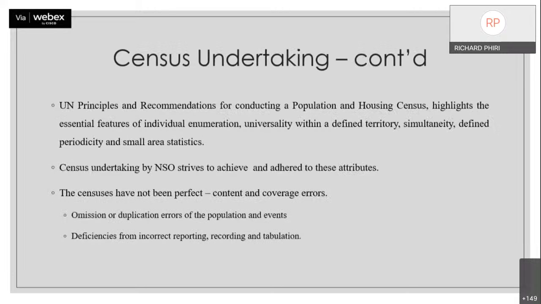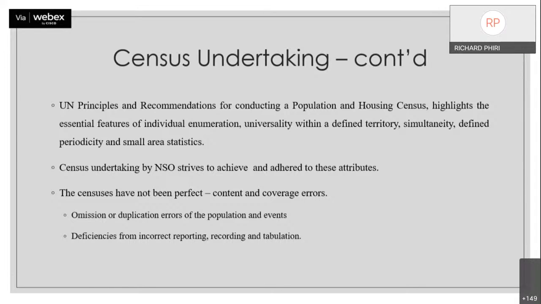Can you move to the next slide, please? So with that understanding that we want the data to be comparable, and to have reliable estimates, the census undertaking is mostly guided by the UN principles and recommendations, which focus on universality, simultaneity, and other things. So we try as much as possible so that the data we collect from the census is reliable.